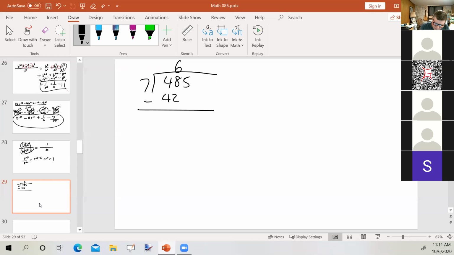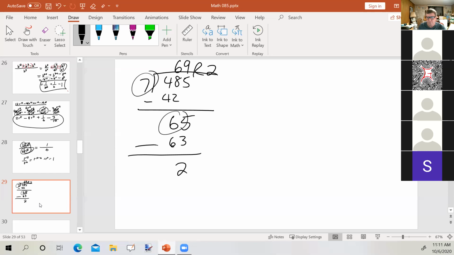So 48 minus 42 is 6. Since this number is smaller than our divisor, we know that we did that correctly. And we bring down the next term and we start over. 7 goes into 65. Let's see, 9 times. 9 times 7 is 63. 65 minus 63 is 2. And way back in arithmetic, we would have written R2.